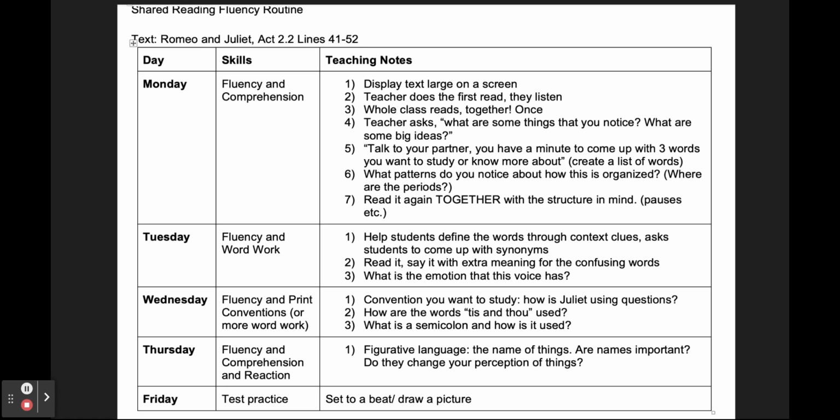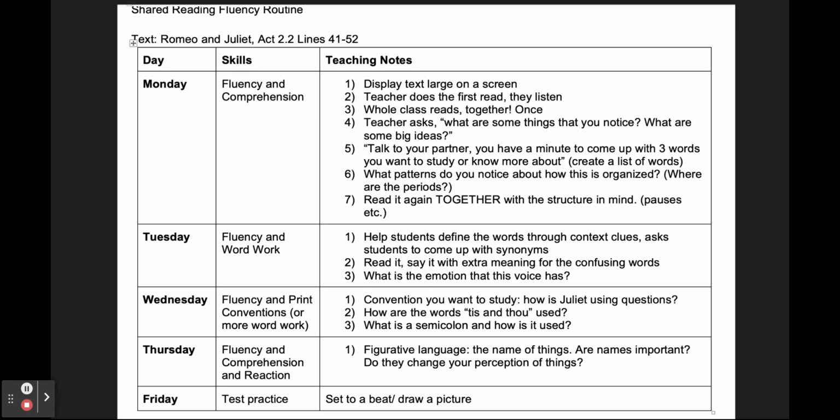Number four, the teacher asks, what are some things that you notice? What are some big ideas? So they share out, and then you have a discussion. Five is talk to your partner. You have a minute to come up with 3 words you want to study or know more about. Then they create a list of words, or you co-create that together. And then six is what patterns do you notice about how this is organized?